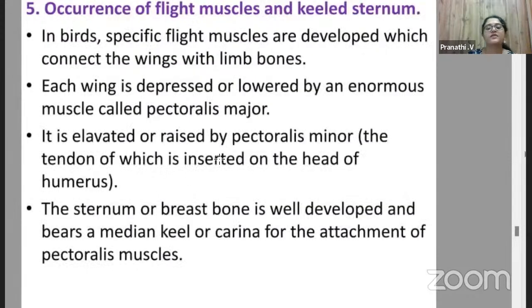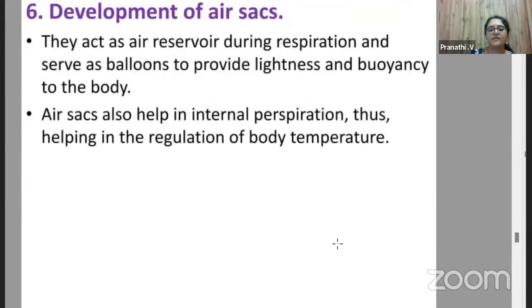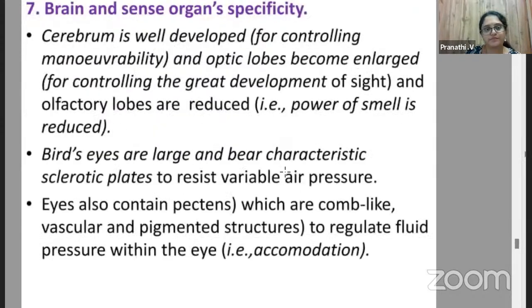And you have different kinds of flight muscles and the keeled sternum that is present, and raised pectoralis minor, which is the tendon, and the sternum or the breastbone is very well developed. And you have air sacs also, which help in respiration and buoyancy of the body, and also help in internal perspiration, so that there is a regulation of body temperature, because the birds are all homeotherms. They need to regulate their body temperature.